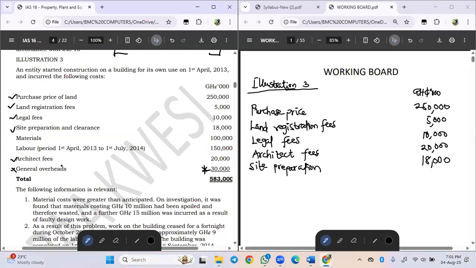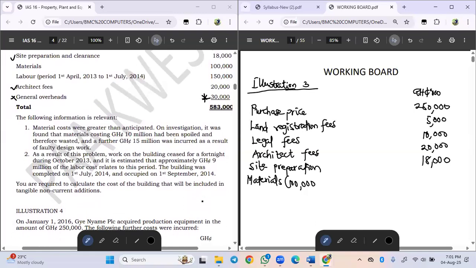Now let's talk about materials and labor. We have notes here. So the materials, 100,000. But let's look at the notes. They said that on investigation, it was found that materials costing 10 million had been spoiled. So that one cannot be added to the cost of the asset. It had been spoiled, so we didn't use it at all. So that one is out.